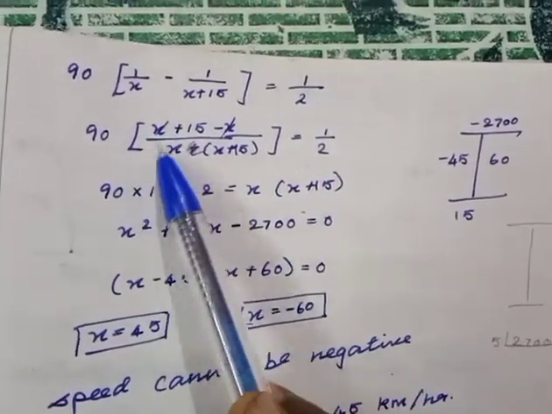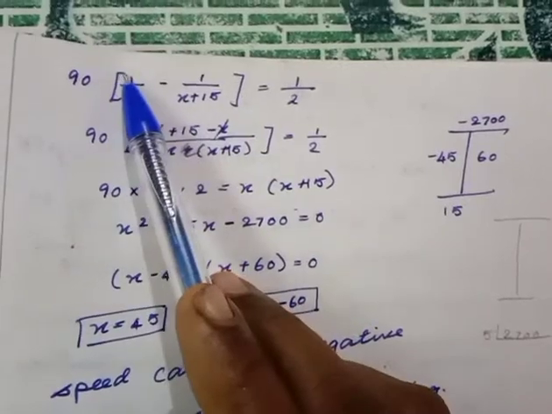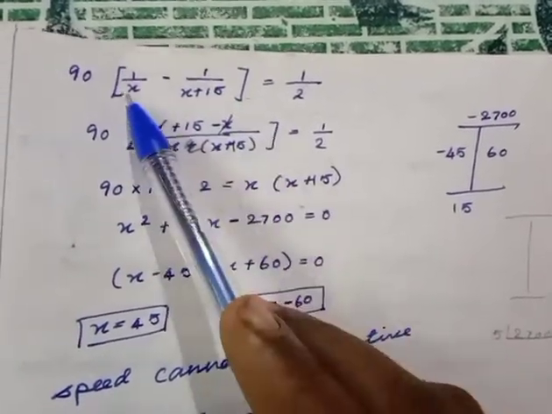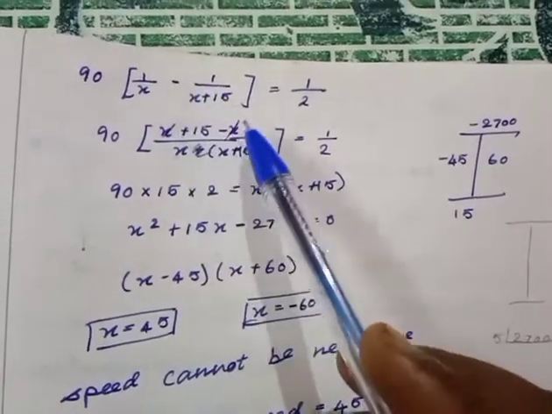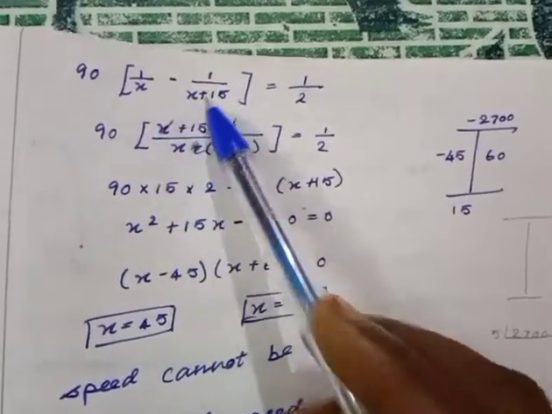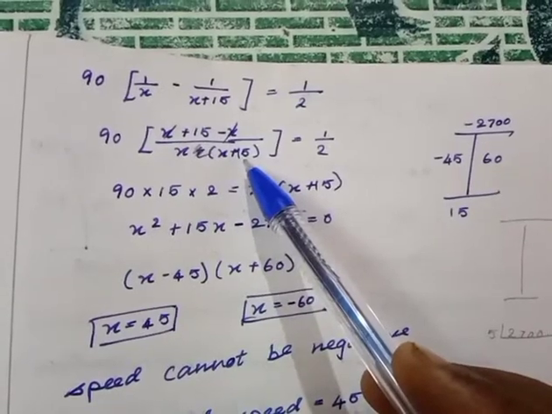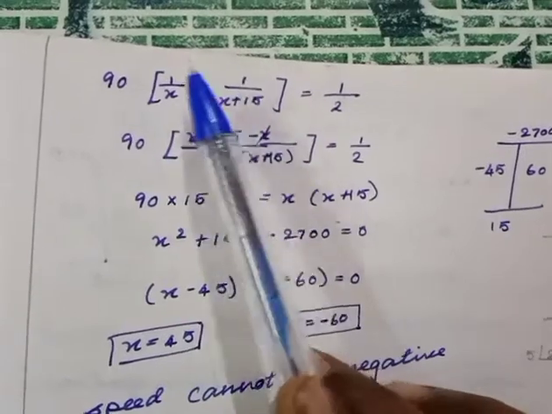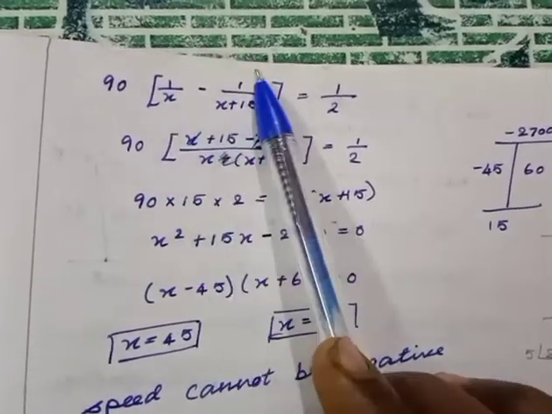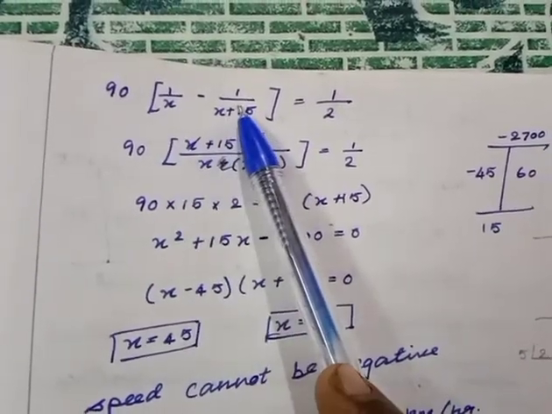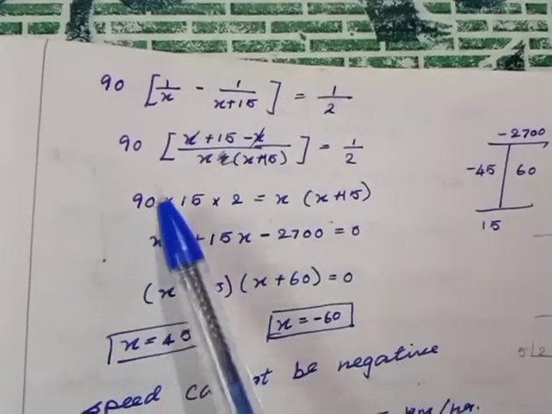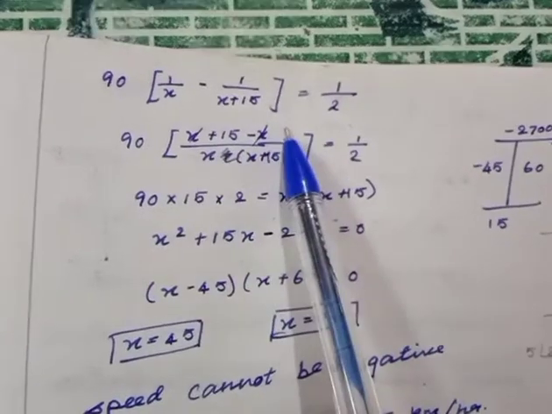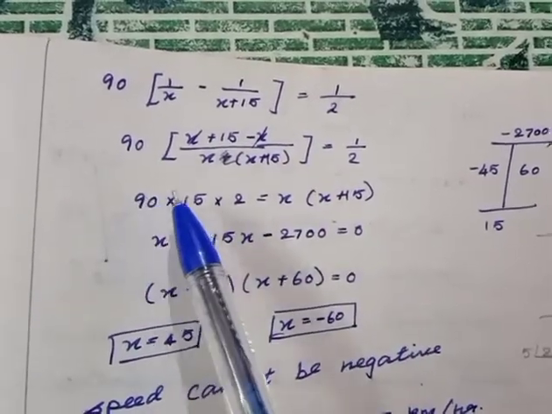Take the LCM and do a cross multiplication: 1 into x plus 15, that is x plus 15. For 1 into x, here minus is there, so that is minus x. Then the denominator is x into x plus 15. That is equal to 1 by 2. Multiply these two and these two in the numerator, and in the denominator multiply these two. Now plus x minus x cancel.